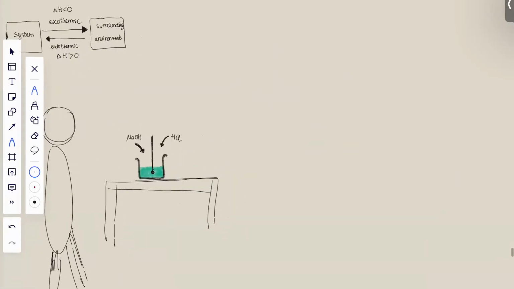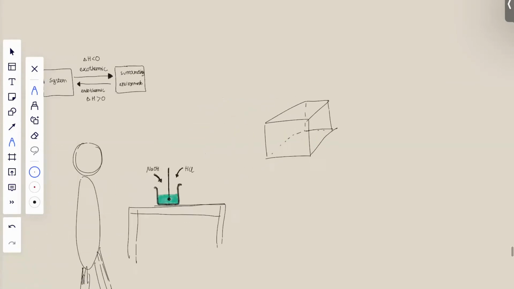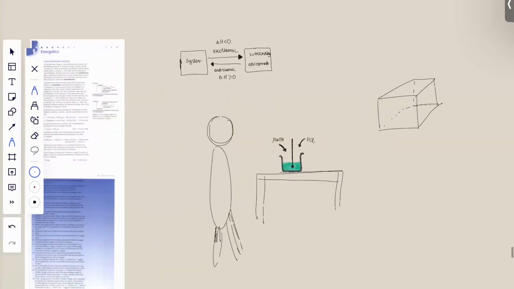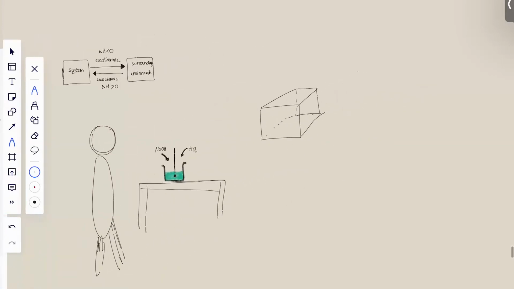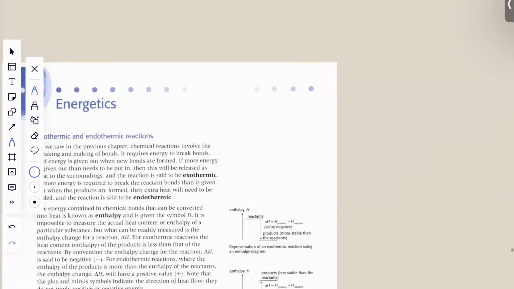This is if you're doing the experiment for a solution. If you're doing the experiment for a gas container, gas chamber, the container itself will be environment. The system itself is the gas inside. The container is the environment. So you have exothermic reaction and endothermic reaction.